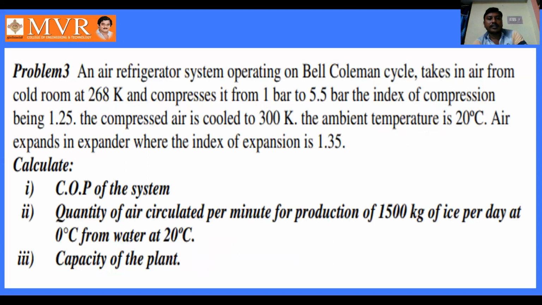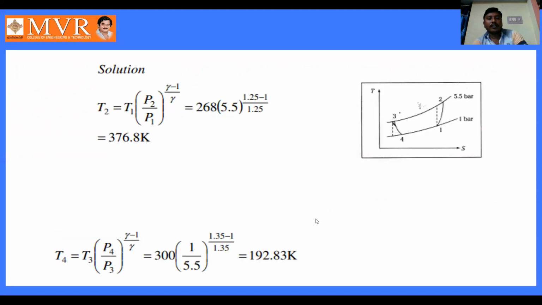And the P4 value, already in the problem it has been given that it compresses from 1 bar to 5.5 bar, which means P1 is equal to P4. Hence, constant pressure is maintained in the refrigeration cycle, so P2 is equal to P3 and P1 is equal to P4. Hence, P4 is equal to 1. We are substituting here, and P3 is equal to P2. Hence, we are substituting the value P2 is equal to 5.5.